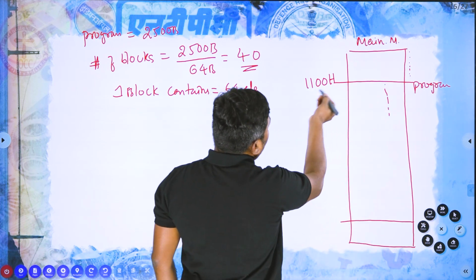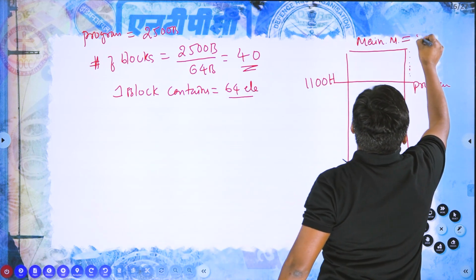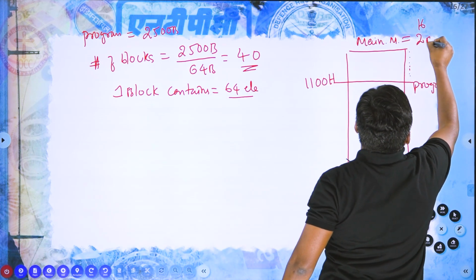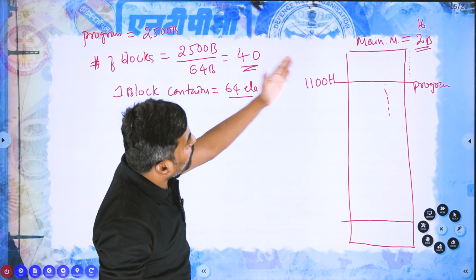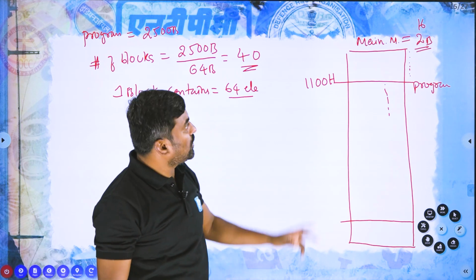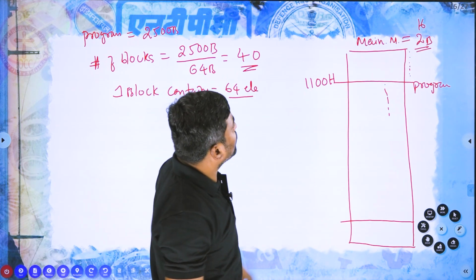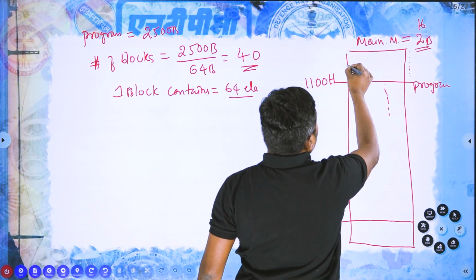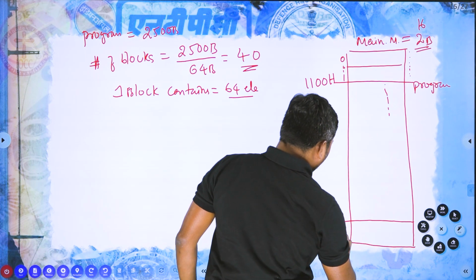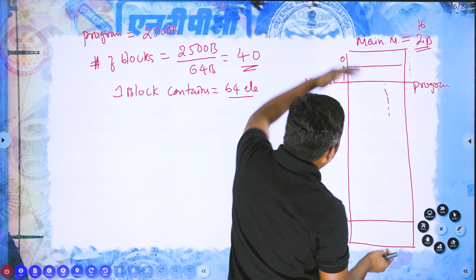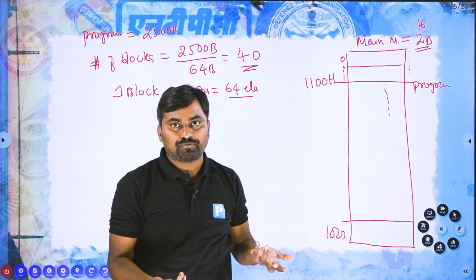But what is the starting address here? What is the total main memory size? 2 power 16 bytes they gave. If I divide by the block size, how many total blocks will we get? Are you getting my point? 2 power 16 divided by 64 gives 1024. Suppose we started here at 0, 1, something, so it will go up to block 1023. The total main memory contains 1024 blocks.